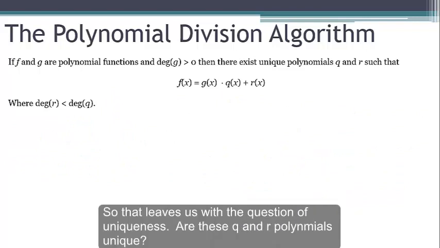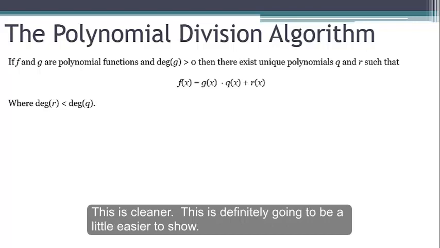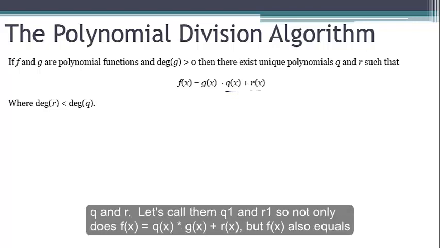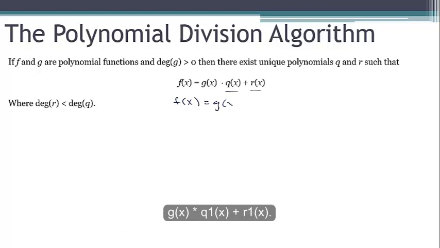So that leaves us with a question of uniqueness, right? Are these Q and R polynomials unique? And this is cleaner, right? This is definitely going to be a little easier to show. And we're going to do this in kind of the classic way. We already know we have this original Q and R. Well, okay, let's assume that there's a second Q and R, right? Let's call them Q1 and R1. So not only does f of x equal g of x times q of x plus r of x, but f of x also equals g of x times q1 of x plus r1 of x.